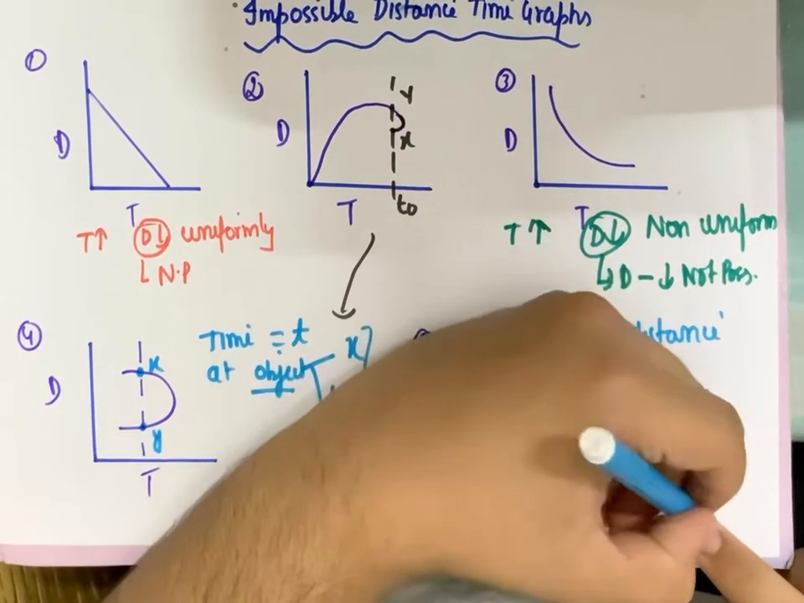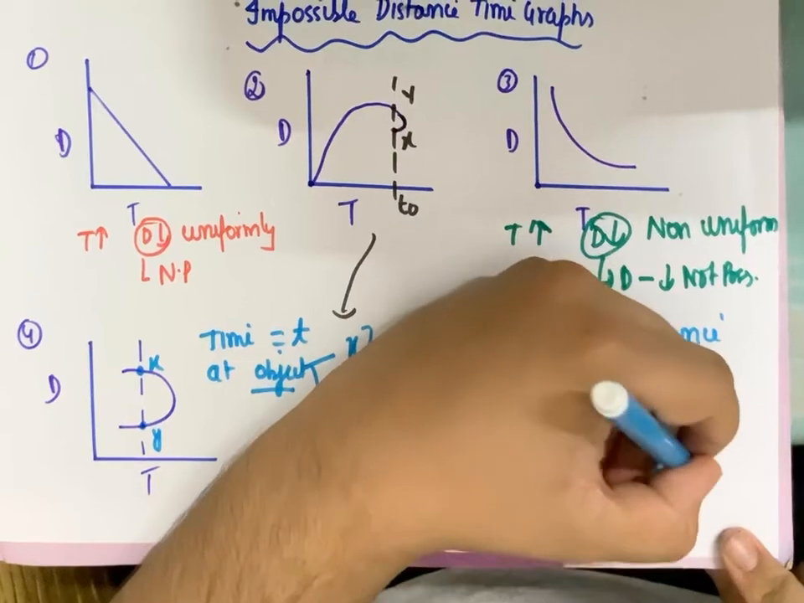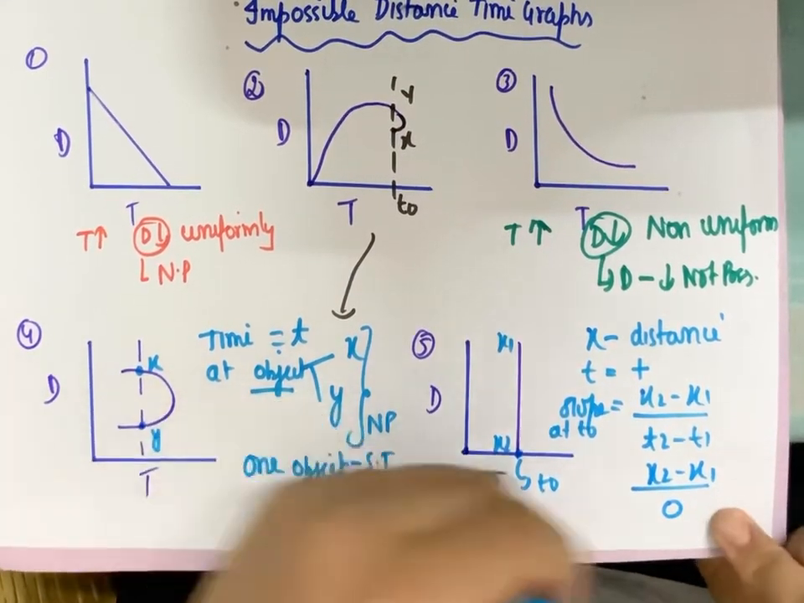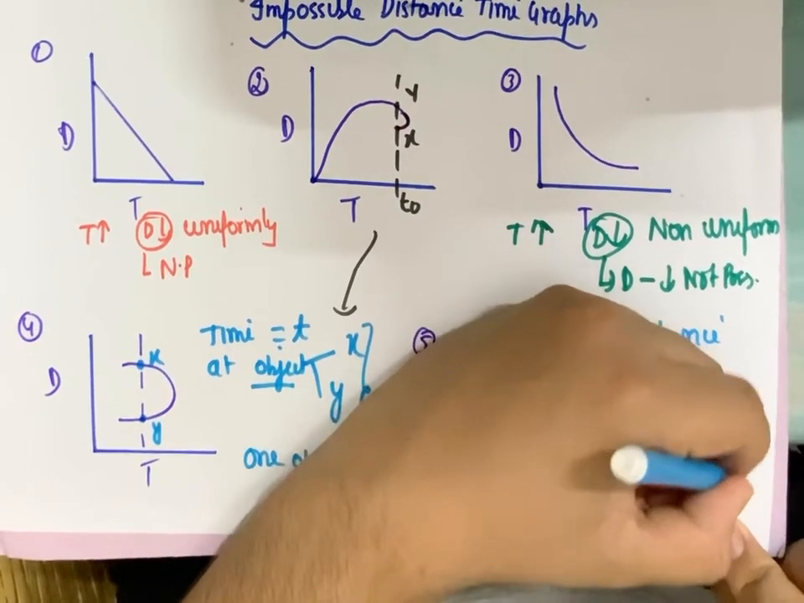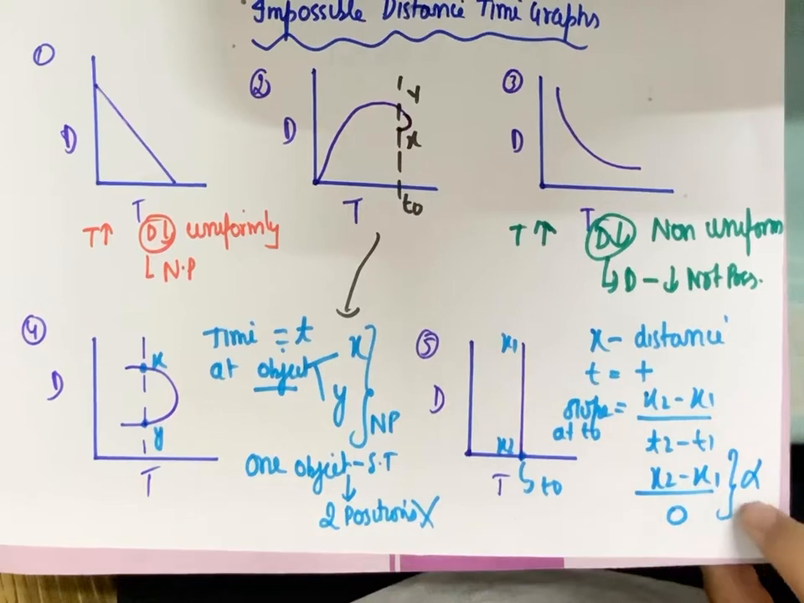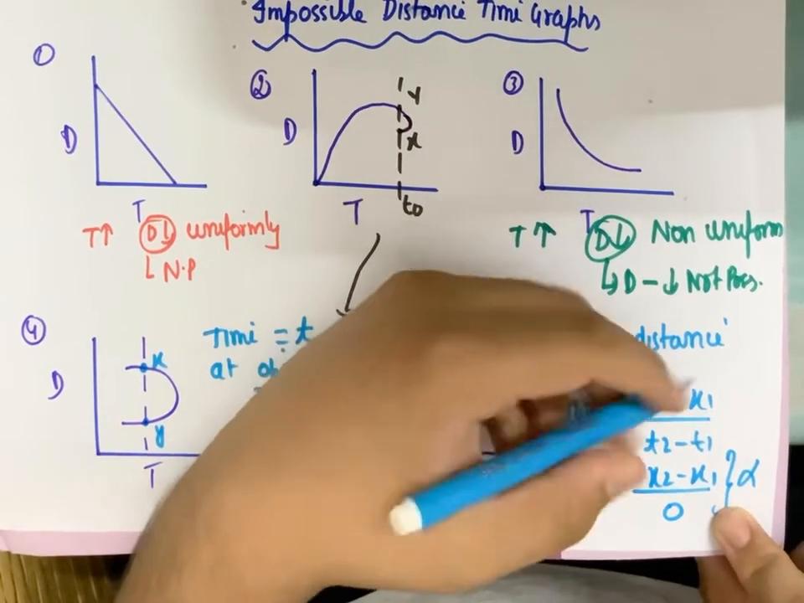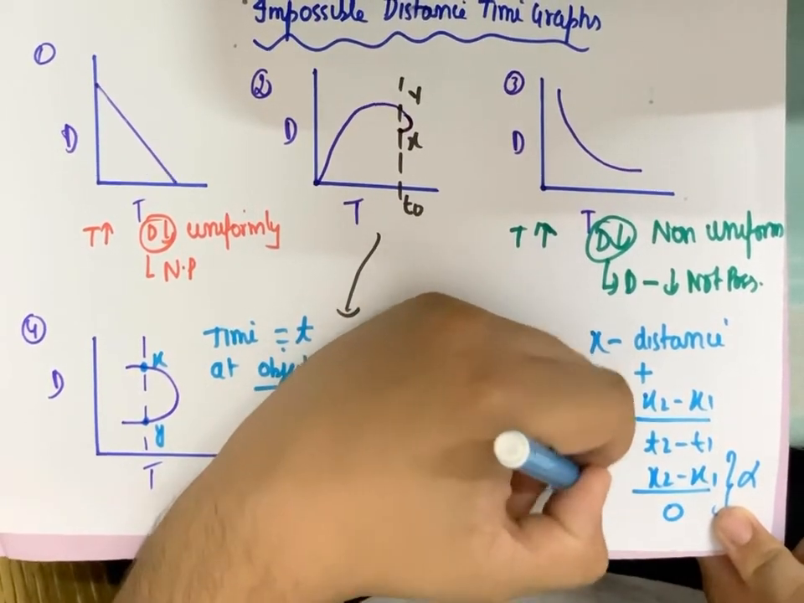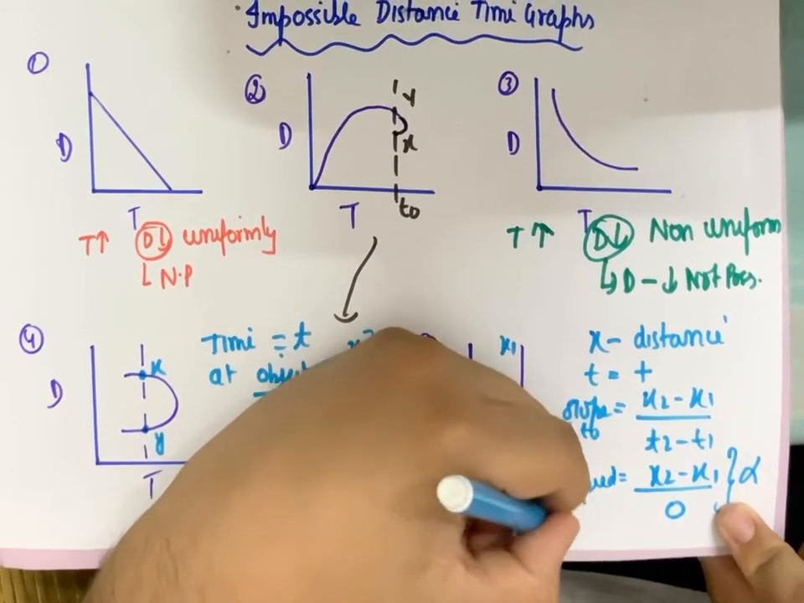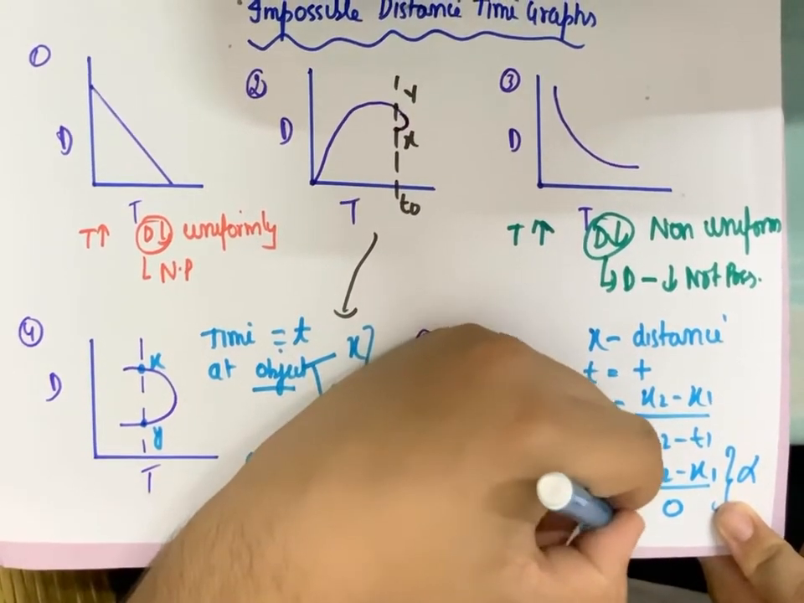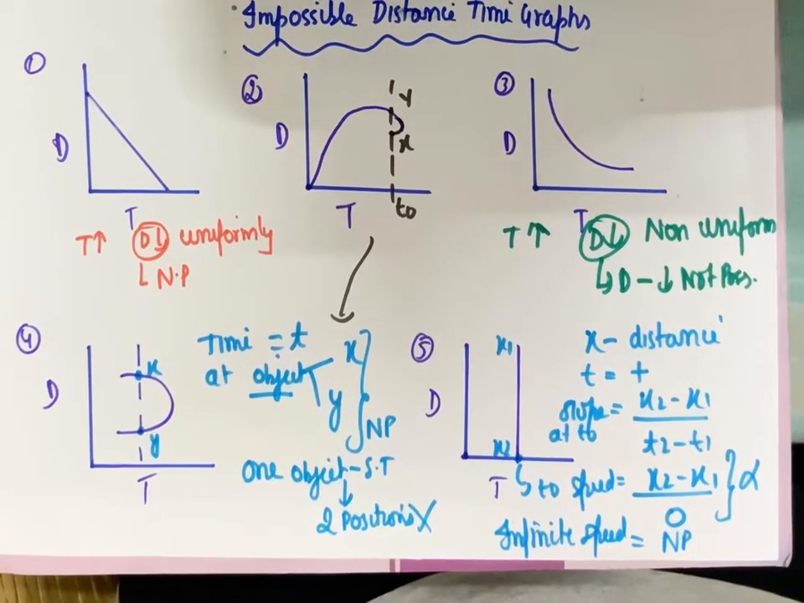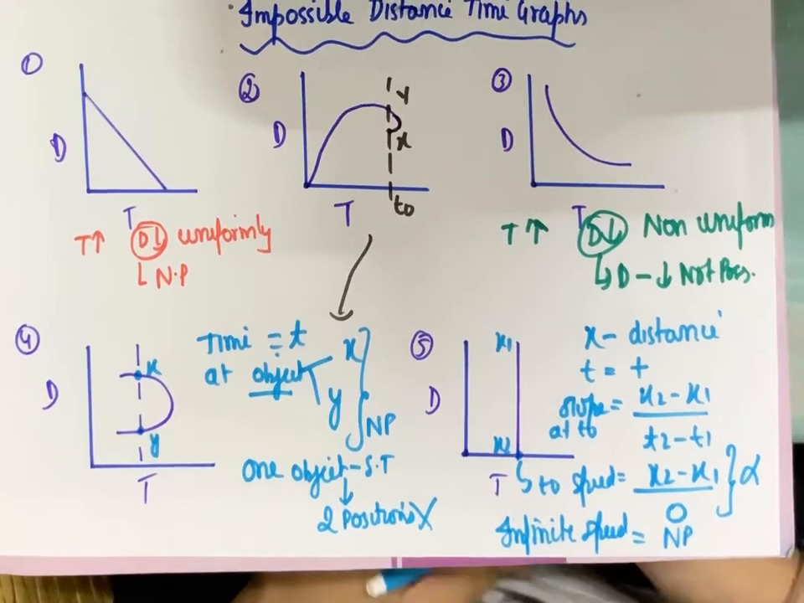So what will t2 minus t1 be? 0, so x2 minus x1 upon 0. Okay. Now we know that anything divided by 0 gives the answer of infinity. This is not a cross, it is infinity. And one more thing, the slope of this distance time graph which I was calculating gives you the speed. So what am I concluding here? Infinite speed, which is of course not possible. We cannot have infinite speed. Speed has to be a certain finite quantity.